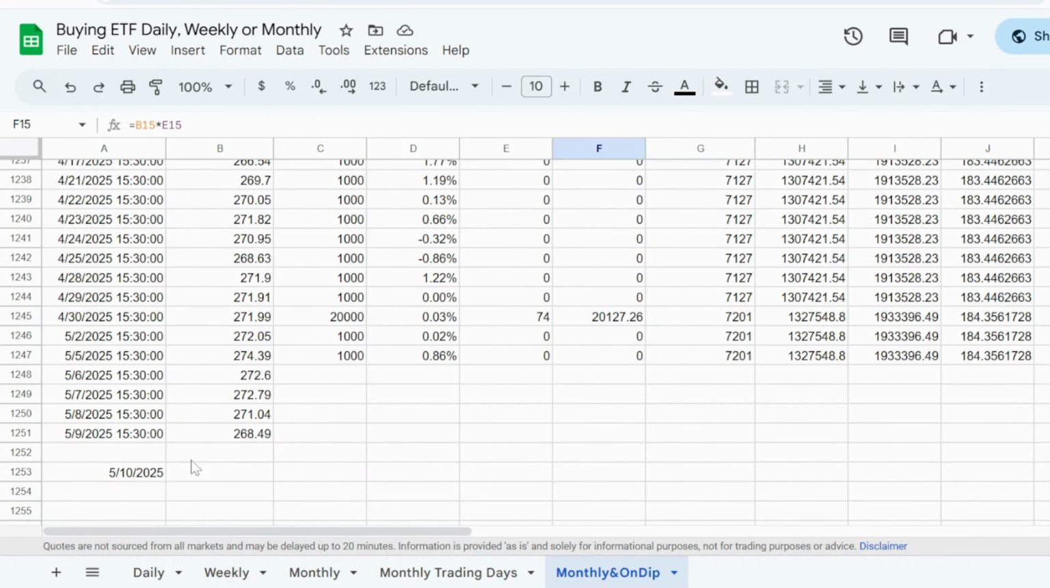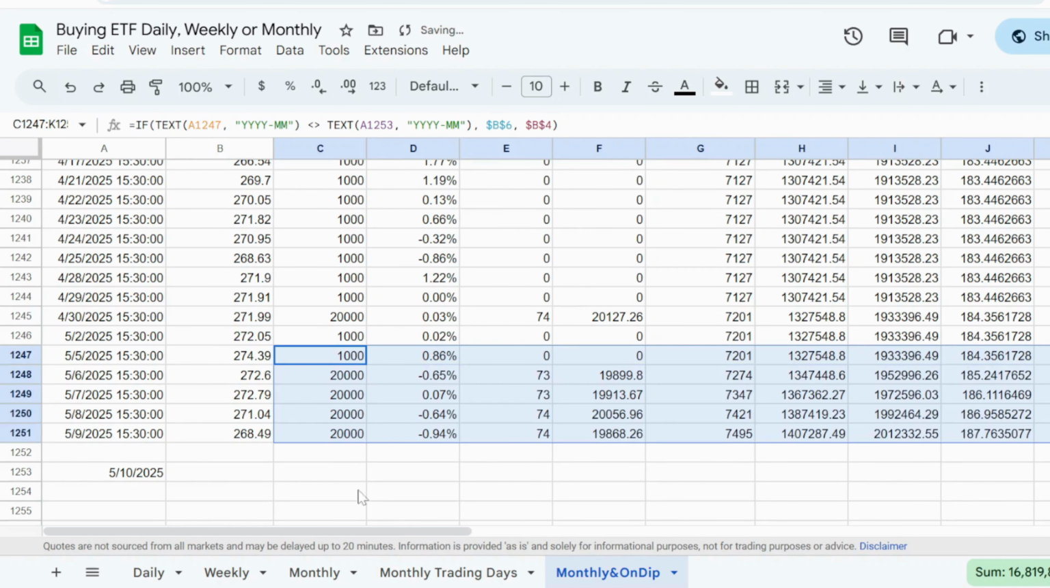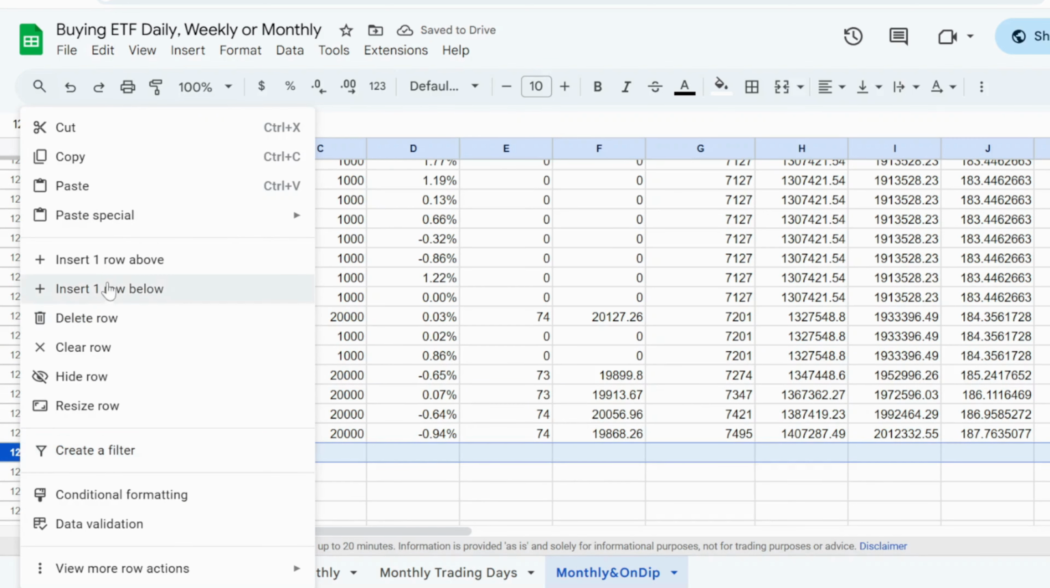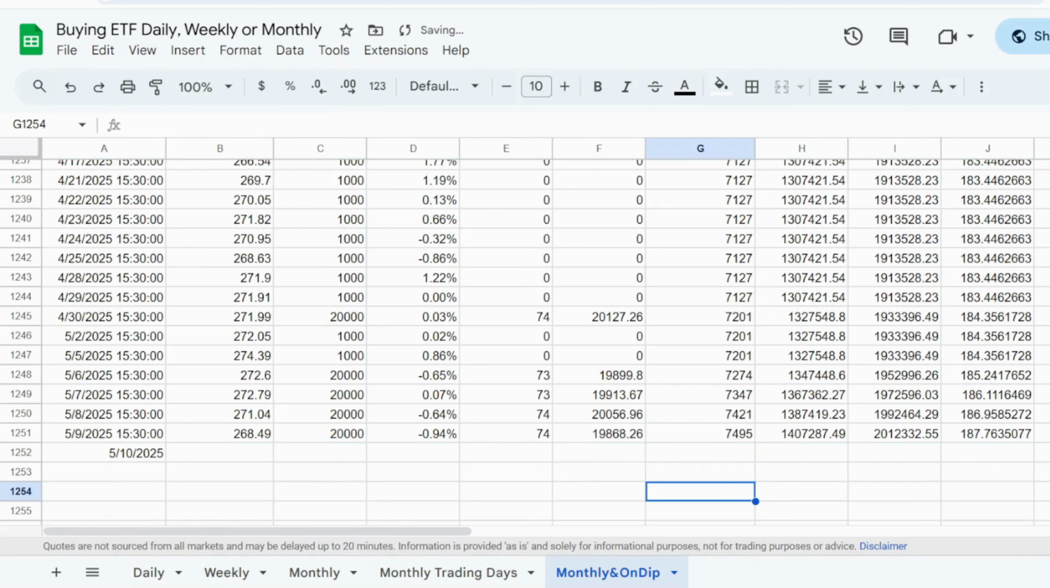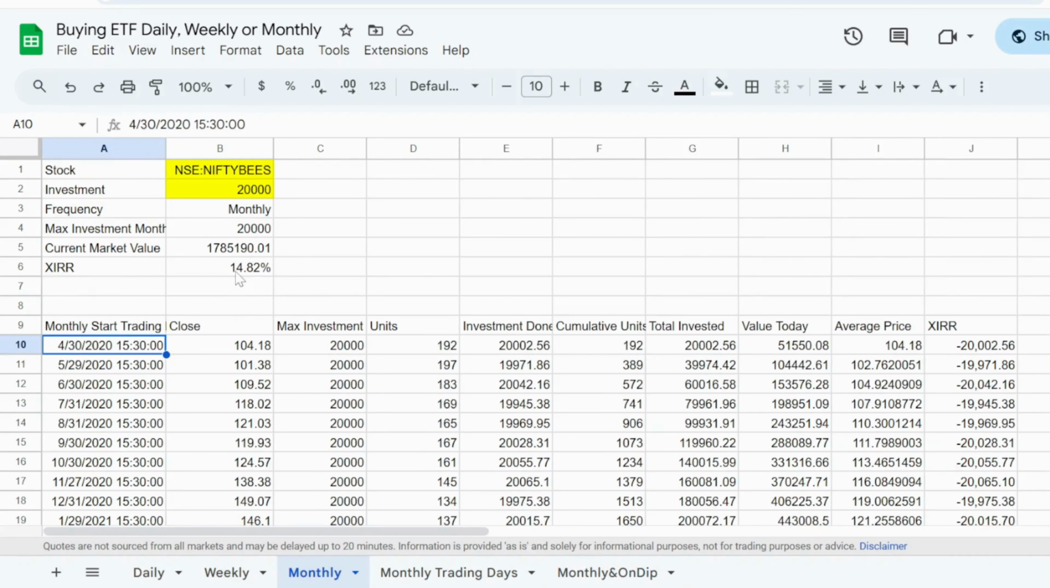Okay, till yesterday. I think there is a problem. The investment has not taken into effect. Okay, now the investment done till now is 14 lakh 7,287, and the current is 20 lakh 12,332, and the XIRR is 14.89%. As you can see, it is more than what we are doing monthly. I know it is not a big change, but still, when you are doing this monthly and on dip, you will be getting more XIRR.